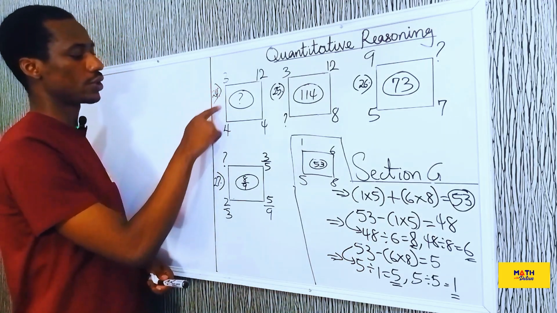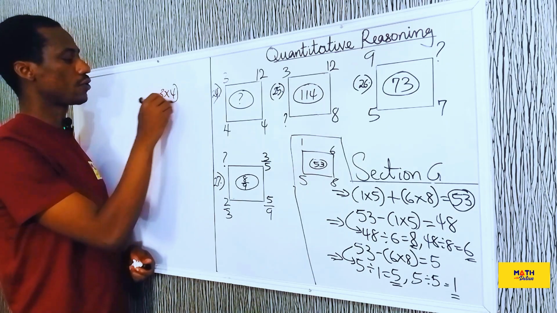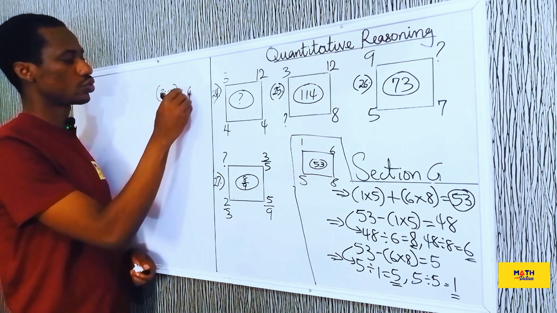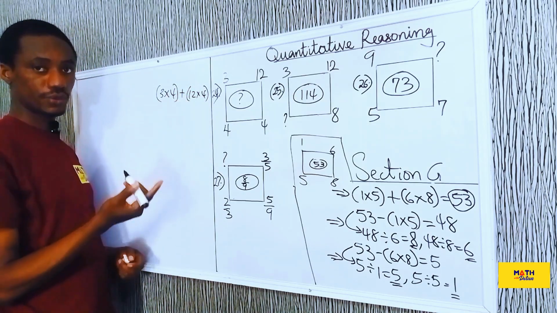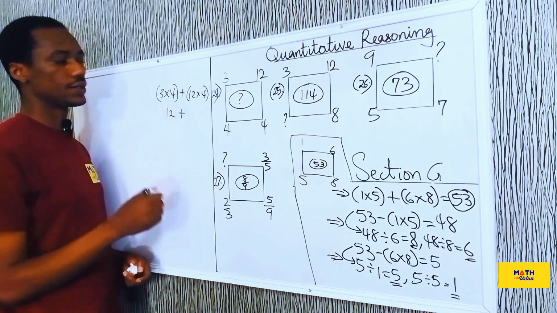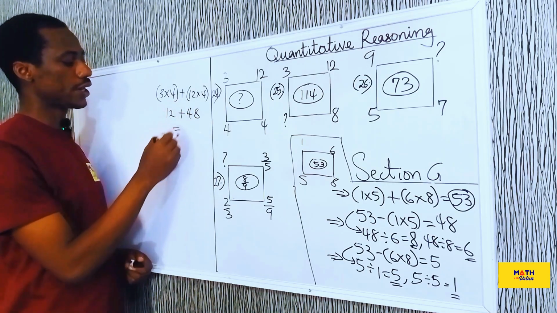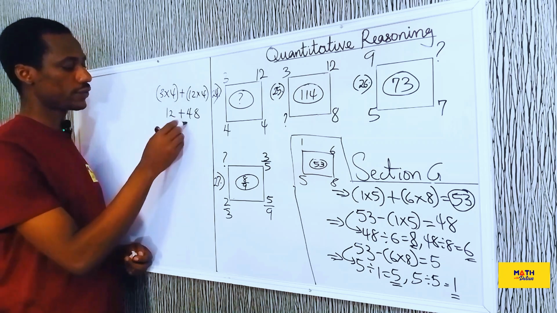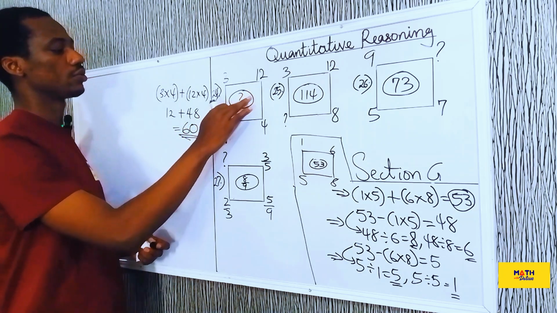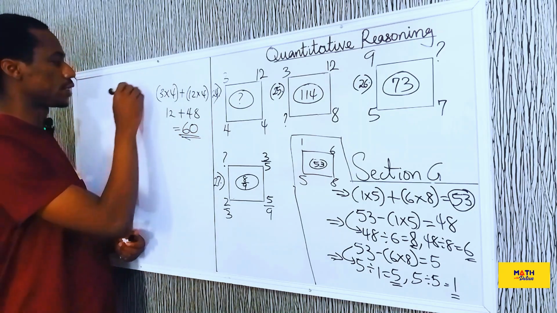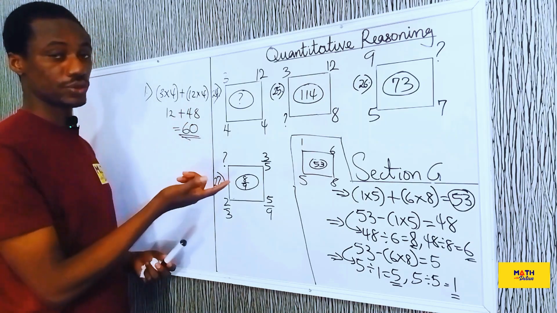So that means here we're going to do 3 times 4 plus 12 times 4. So 3 times 4, 12, right? And 12 times 4, that's 48. And 12 plus 48 will give us 60. So the answer to number 24 is 60.